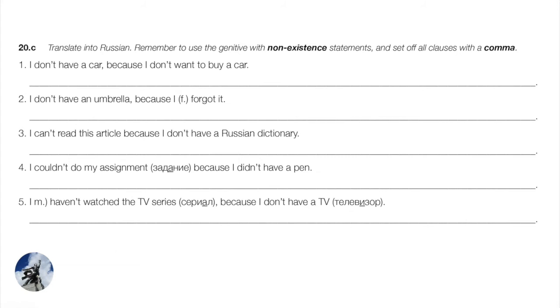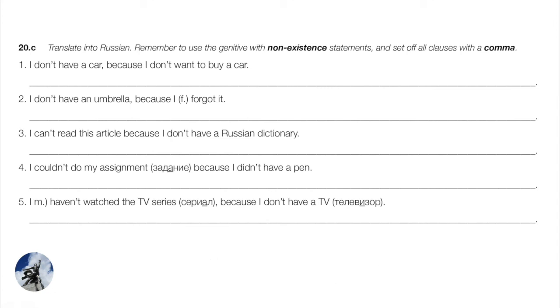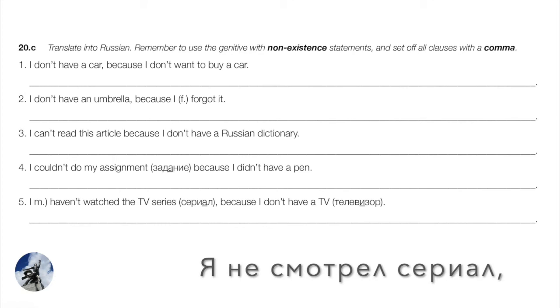Number five, I haven't watched the TV series because I don't have a television. Я не смотрел сериал, потому что у меня нет телевизора. У меня нет телевизора, genitive. There again, I'd probably go with imperfective, because if you don't have a television, you haven't watched the TV series at all, presumably. So I would probably go with imperfective there. Я не смотрел сериал.